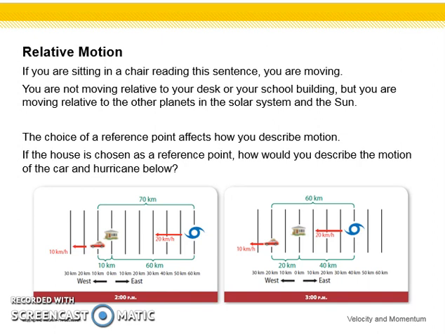So if the house is chosen as a reference point, how would you describe the motion of a car and a hurricane below? After taking a time to look at these two, this one's 2 o'clock, this one's 3 o'clock. Here's your house, here's the hurricane. Notice the travel. After you take a look at that, I want you to answer that question and highlight it. I will be checking it in class.